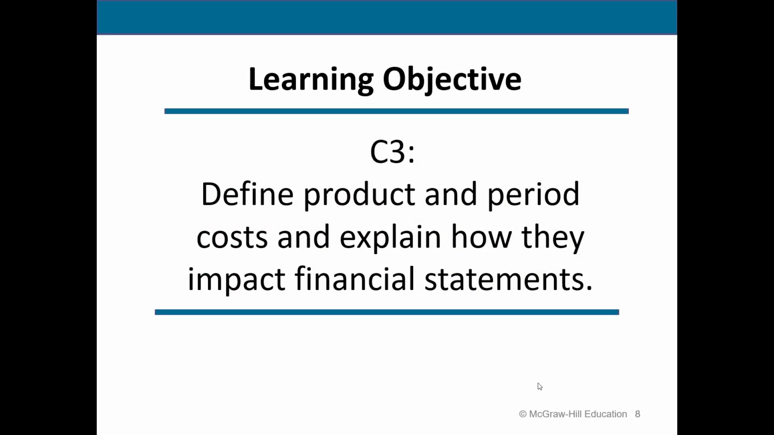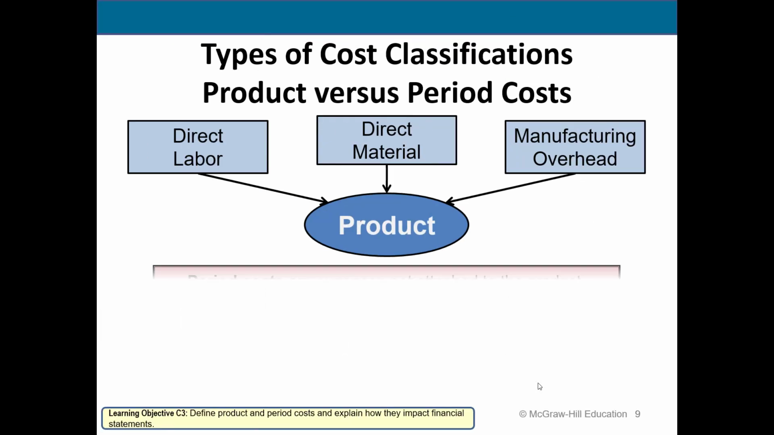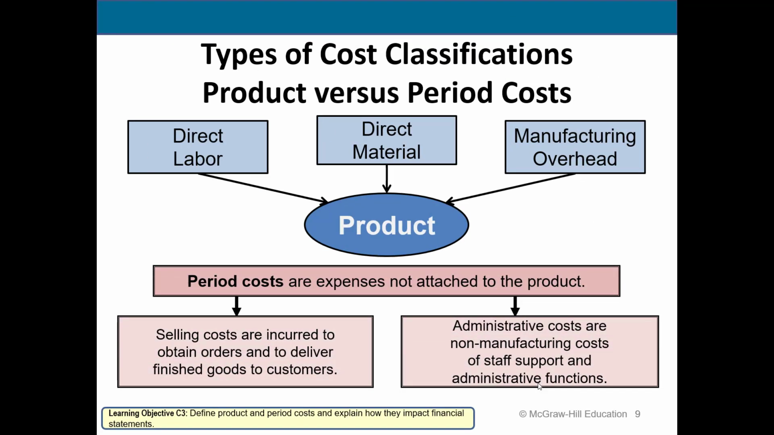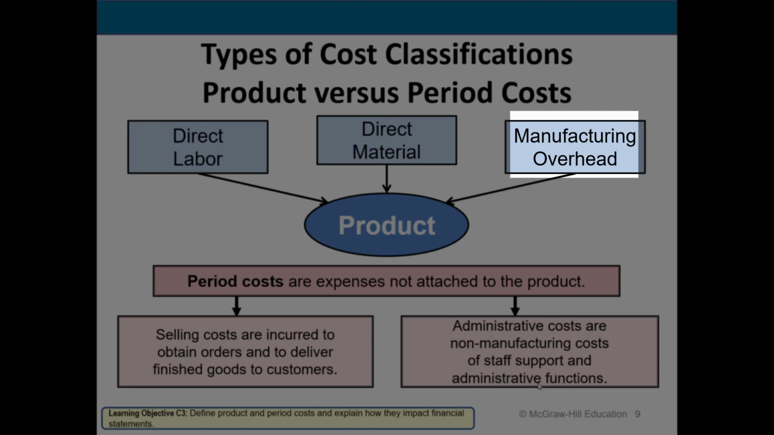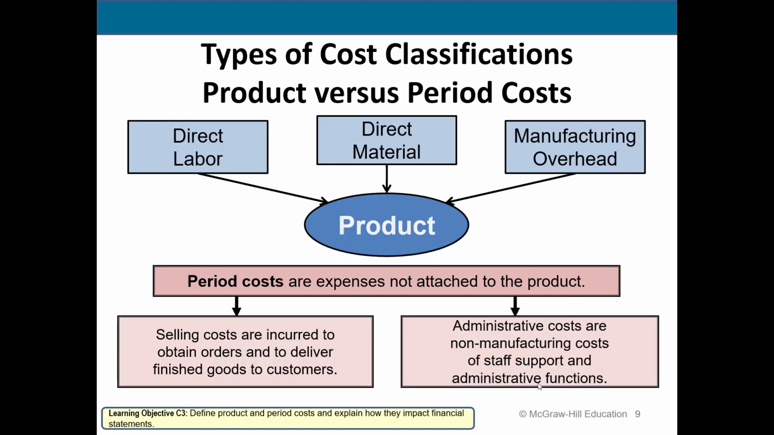Now we're going to look at product and period cost. A product cost includes the cost necessary to create a product, and it includes three primary costs: direct materials, direct labor, and factory overhead, also called manufacturing overhead. Overhead refers to the production cost other than direct materials and direct labor.